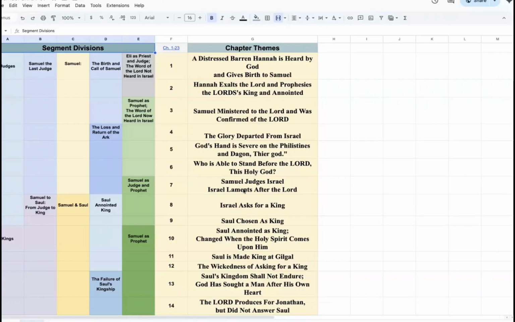Here is our at a glance chart that we did for 1 Samuel, and just going through our chapter themes. We were really coming from, let me see if I can get to my context here.